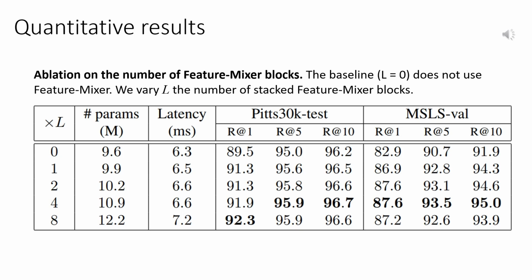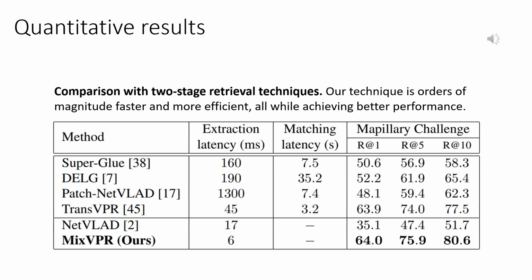on MapillarySLS. We also compare against two-stage retrieval techniques that employ re-ranking, which is known to increase recall at N performance at the expense of heavy computation and memory overhead. Although our technique does not perform any re-ranking, it achieves better performance all while being at least 500 times faster than TransVPR. In these examples, we show the robustness of our technique for multiple challenging scenarios.